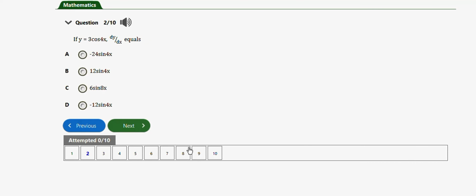So this is the next question. It says if y equals 3 cos 4x, find the derivative of this function, dy over dx. So this is a trig function. Let's bring a calculator and solve this.